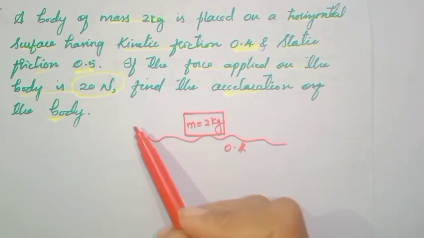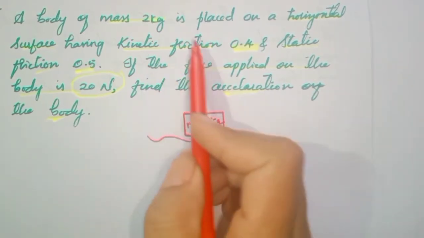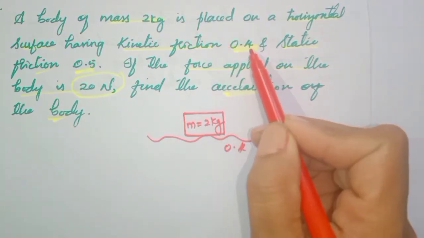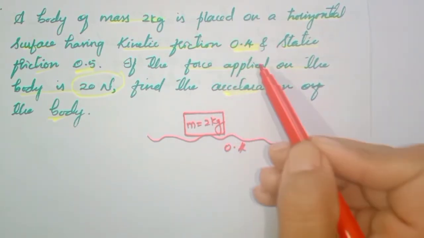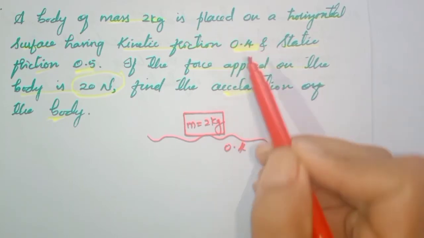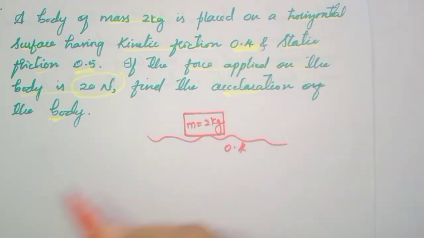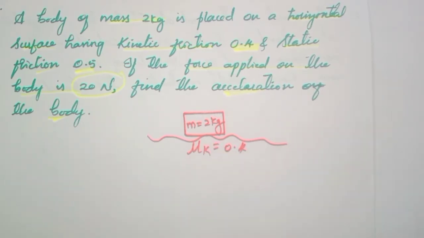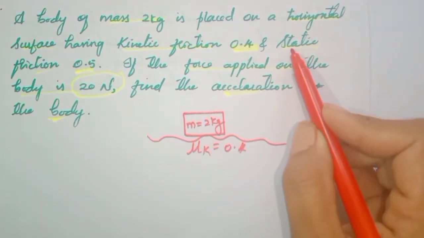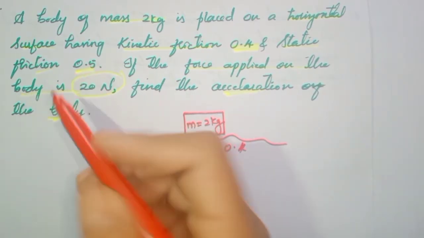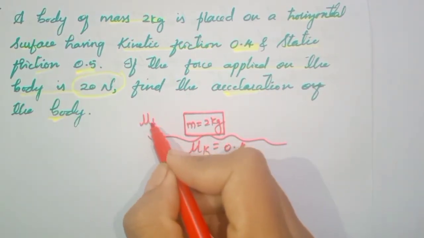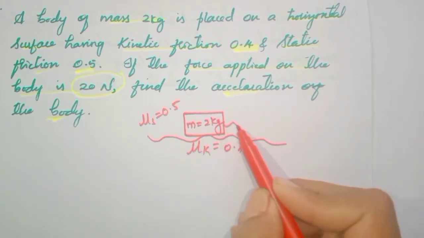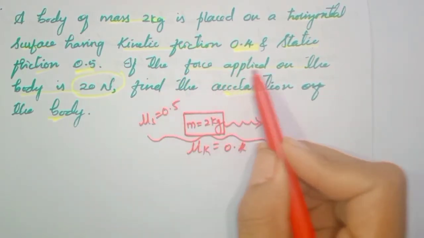In such cases, when you are confused about how to represent the data, check the units. Did they mention any unit for the 0.4? No. Then what should you consider? This is a constant term, which is the coefficient of kinetic friction, denoted by mu k. So I write mu k is equal to 0.4. Is it clear? Next, they have given static friction as 0.5, which is mu s is equal to 0.5.